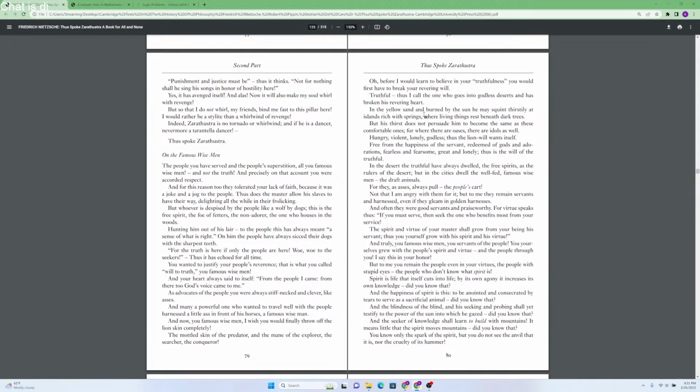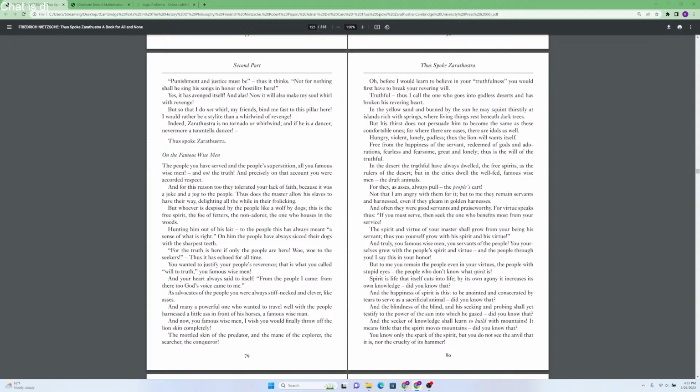In the yellow sand and burned by the sun, may he squint thirstily at islands rich with springs, where living things rest beneath dark trees. But his thirst does not persuade him to become the same as these comfortable ones, for where there are oases, there are idols as well. Hungry, violent, lonely, godless, thus the lion will wants itself. Free from the happiness of the servant, redeemed of gods and adorations, fearless and fearsome, great and lonely. Thus is the will of the truthful.